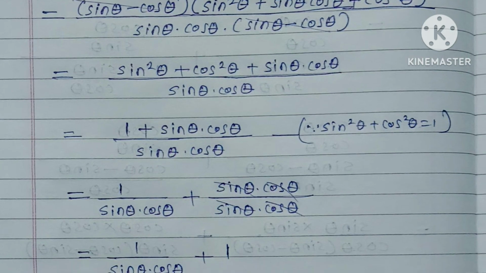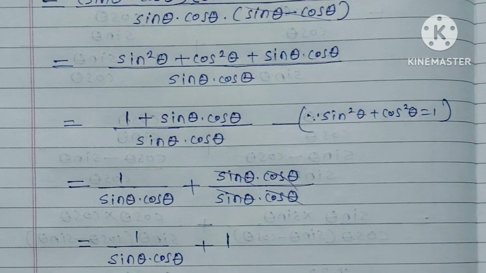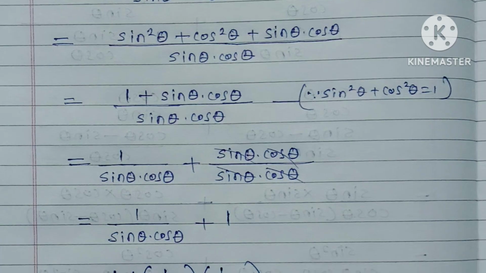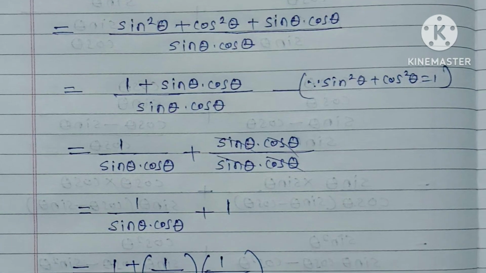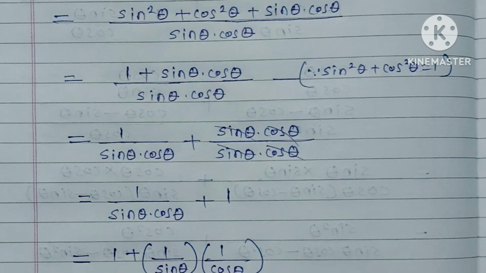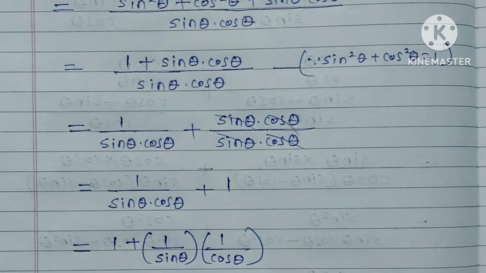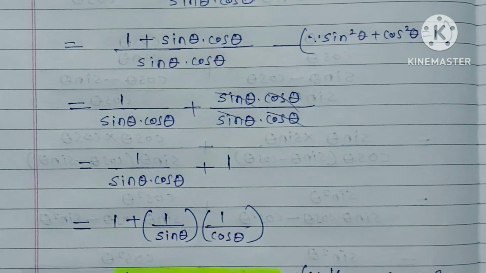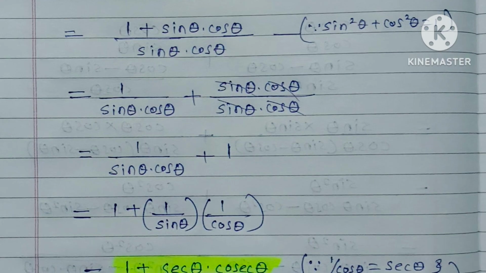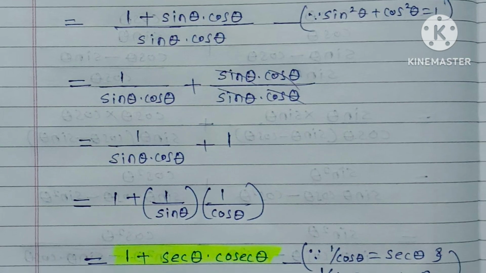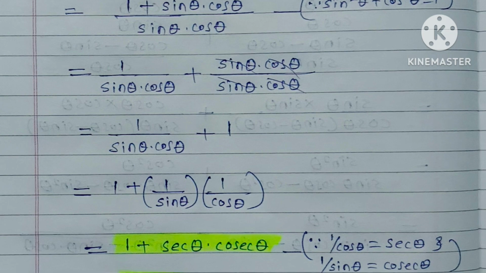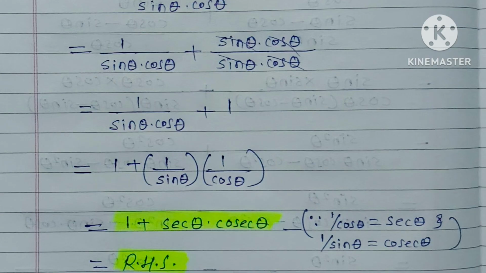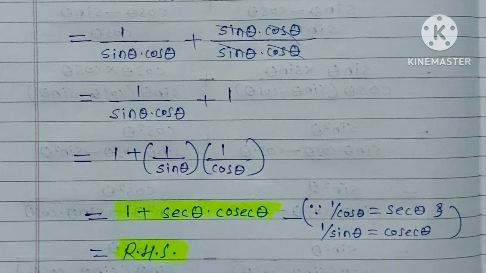In the next step, you can also see that sin square theta plus cos square theta is nothing but the trigonometric identity, which has the value 1. So replacing sin square theta plus cos square theta by 1, we'll get 1 plus sin theta cos theta upon sin theta into cos theta. Here we are going to break the numerator part. So we'll get 1 upon sin theta cos theta plus sin theta cos theta upon sin theta cos theta, which allows us to cancel the sin theta cos theta reflecting in the numerator as well as the denominator. So let's cancel it, and we're left with 1 plus 1 upon sin theta into 1 upon cos theta.